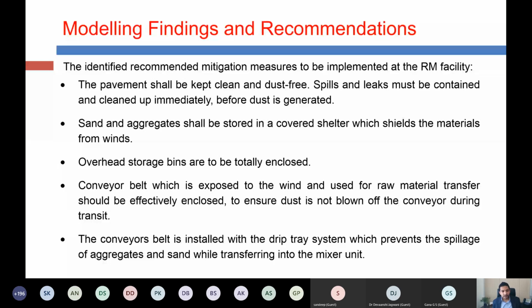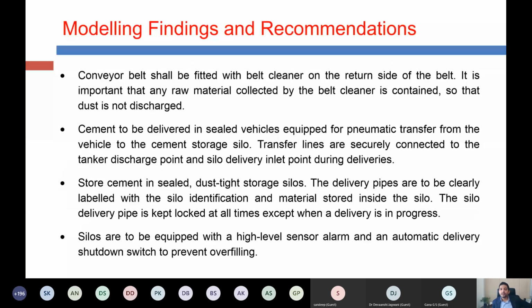Again, many other mitigations on the same lines were put in place to prevent all the leaks and emissions from the vehicles, equipment and open areas, which were controlled.